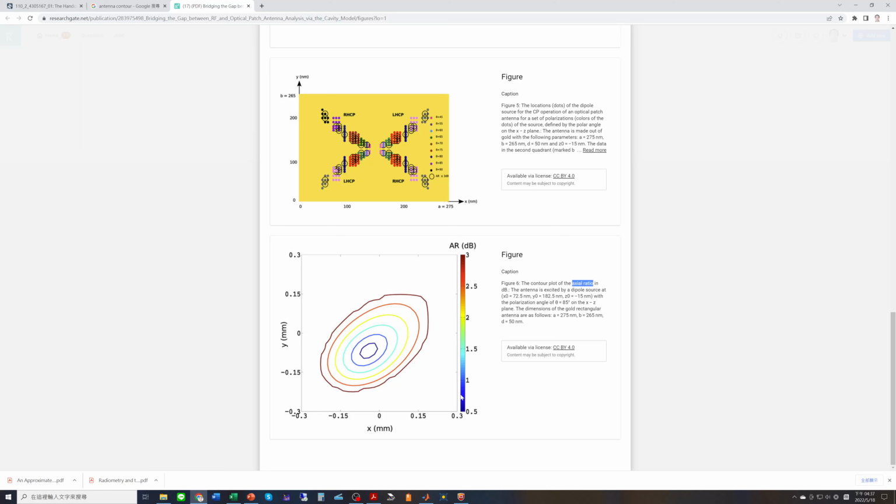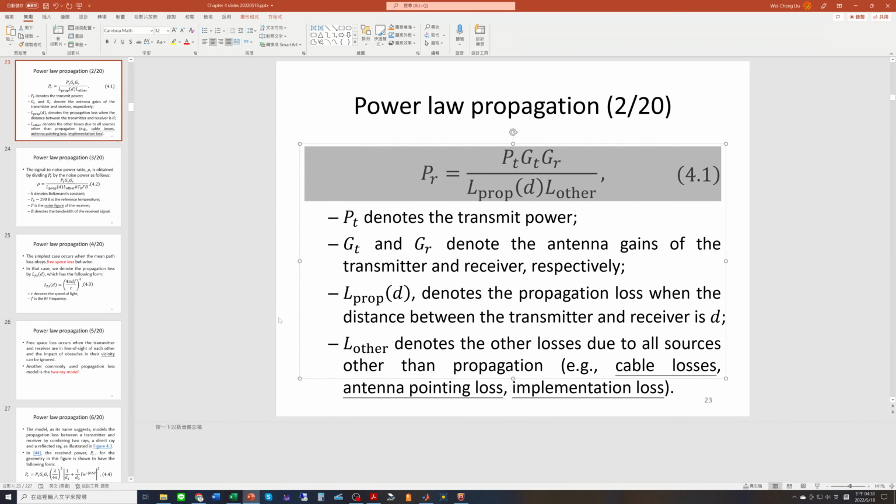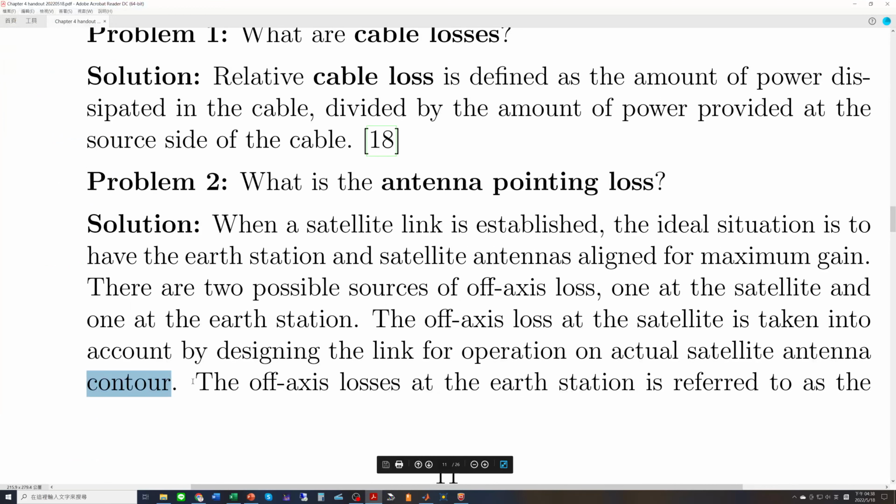When it increases, the color goes to blue, light blue, green, yellow, orange, red, and to brown. When the axial ratio is equal to 3 dB, the color is brown, like this, in the outer part of the contour plot. So this is an example of an antenna contour. Let us go back to the handout.